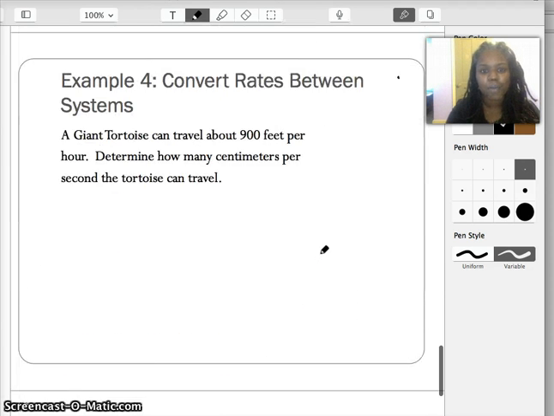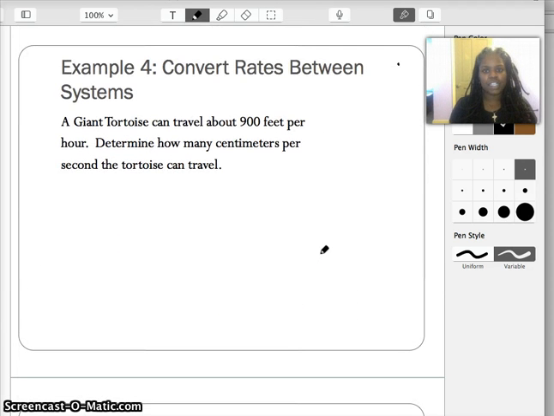Let's look at example 4. Example 4 is asking us to convert rates between systems. Again, we've got a giant tortoise that can travel 900 feet per hour, and we want to determine how many centimeters per second the tortoise can travel. So you see, this is one that's going to be kind of involved. Let's get started organizing our information.